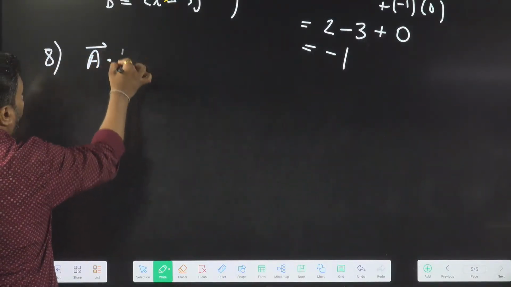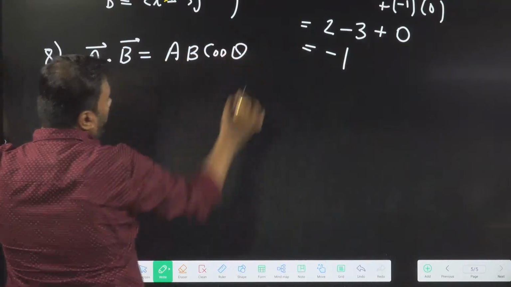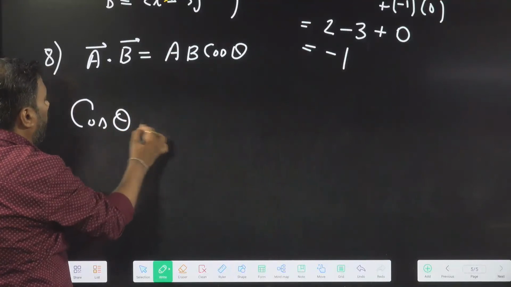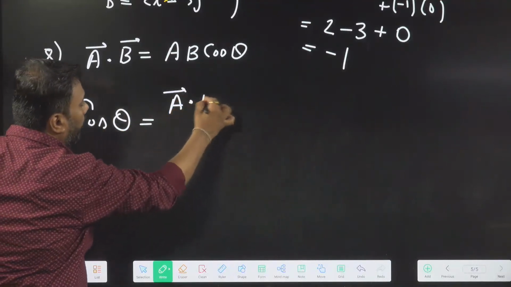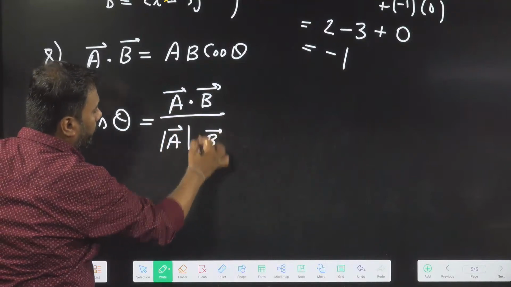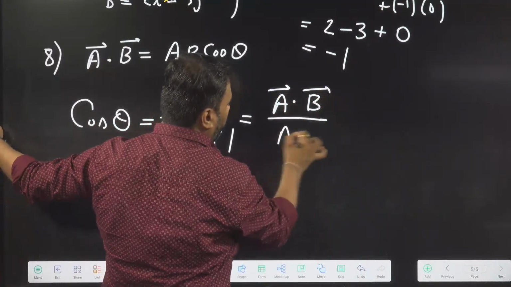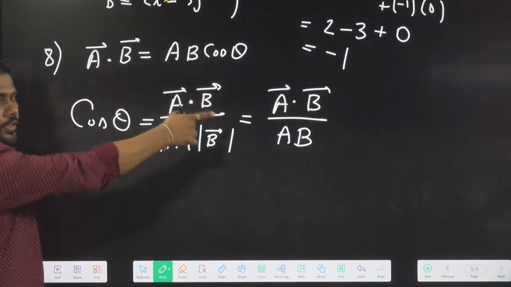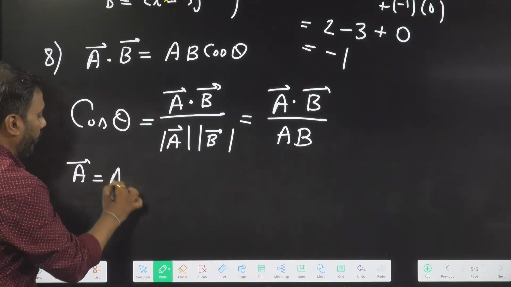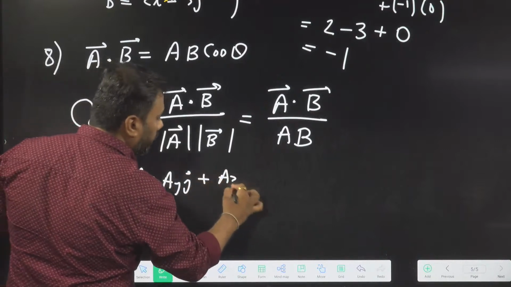Sorry. The dot product of two vectors is mod A, mod B, cos theta. So this can also be used to know cos theta. Cos theta will be A vector dot B vector upon the length of A and length of B. I can know cos theta if I know the dot product. Sometimes people give us a vector in component format, Ax i cap, Ay j cap, Az k cap.